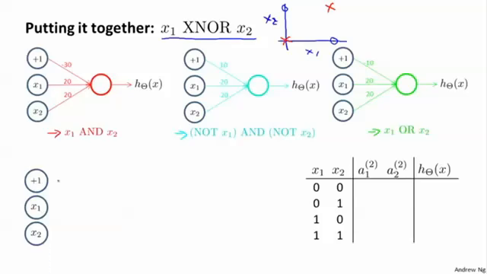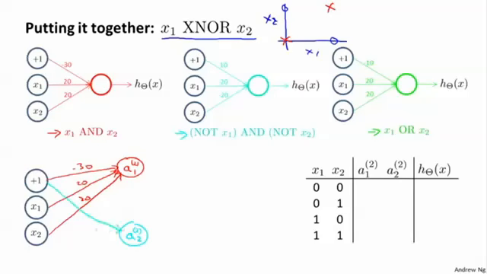Let's draw the network. I'm going to take my input plus 1, x1, x2, and create my first hidden unit here. I'm going to call this a2 1 because that's my first hidden unit. And I'm going to copy the weights over from the red network, the x1 and x2 network. So I have minus 30, 20, 20. Next, let me create a second hidden unit, which I'm going to call a2 2. That is the second hidden unit of layer 2. And I'm going to copy over the cyan network in the middle. So I have the weights 10, minus 20, minus 20.